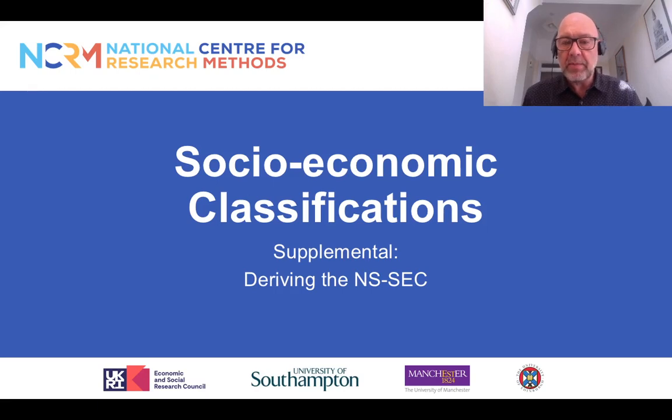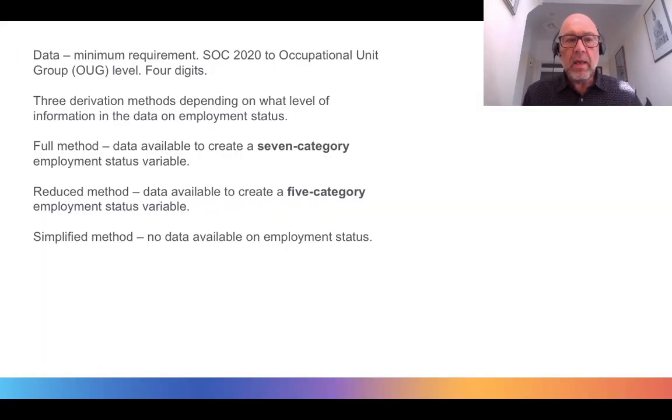on the ONS website. So if we start off with the minimum requirements that you have to have in your data, at an individual level, you have to have the SOC, the Standard Occupational Classification 2020 value to occupational unit level, which is OUG level, and that's the 4 digits at level of SOC to do that. That's what the NSSEC is designed to do, and you need to have that for the individuals in your data set. Obviously, if you've got historical data that uses SOC 2010, then you use the SOC 2010 derivation matrices for NSSEC, and similarly for SOC 2000.